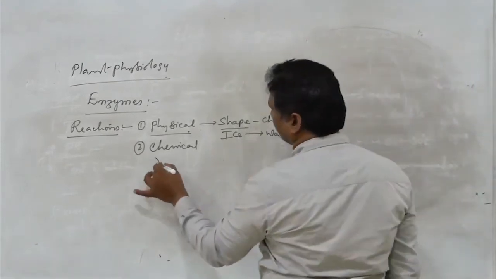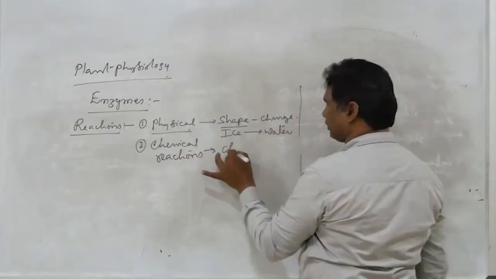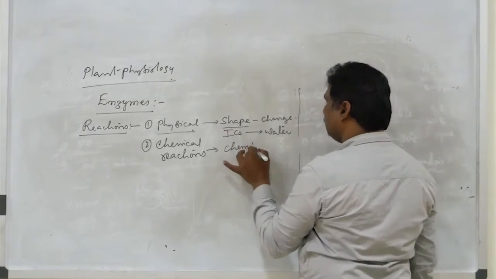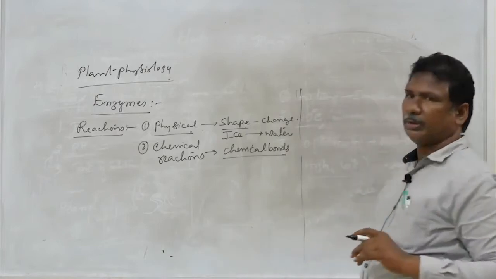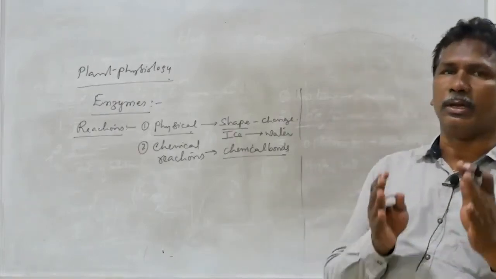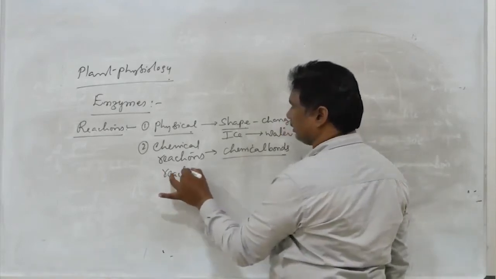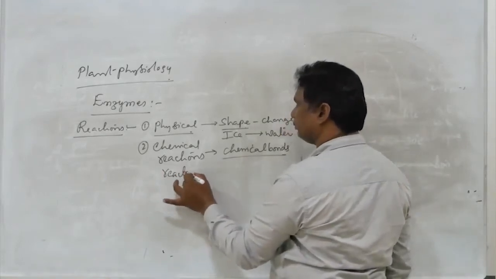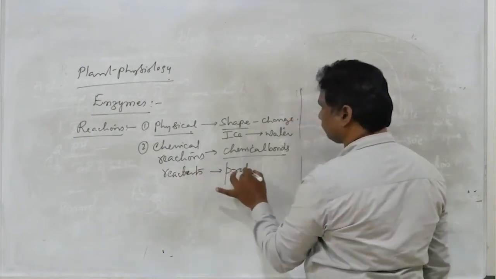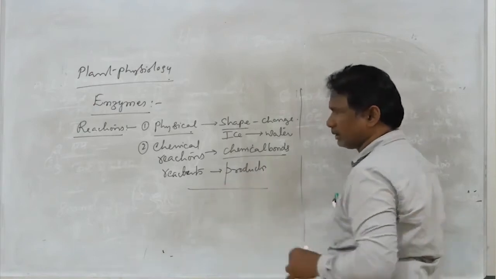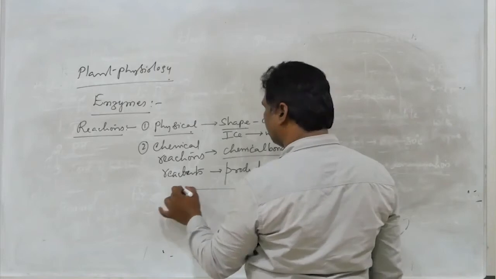But in a chemical reaction, those chemical bonds may undergo breakdown, or new bonds may be made. Hence those reactants are converted into products. So those are chemical reactions. Those chemical reactions have a rate of reaction.